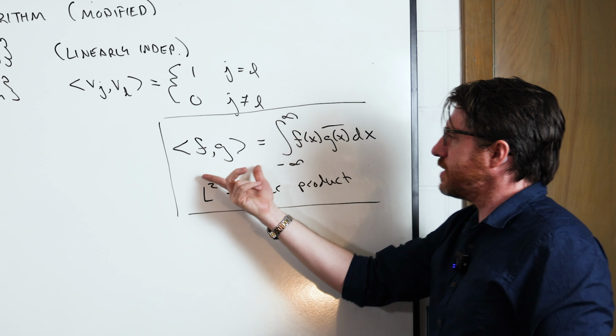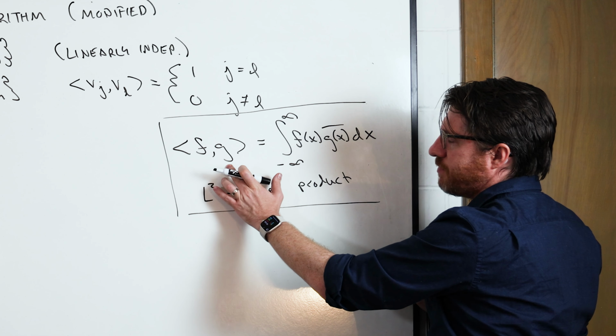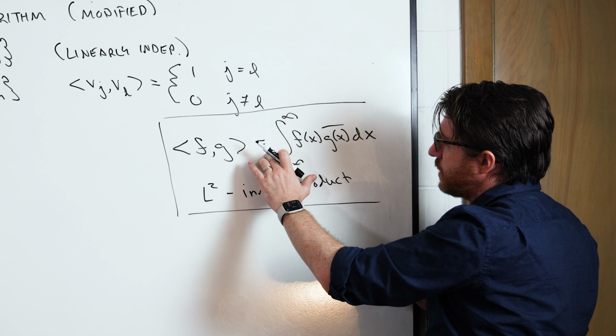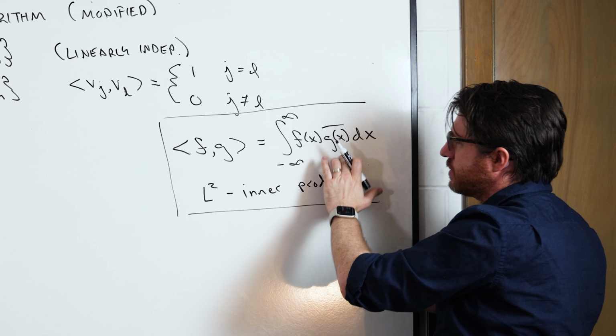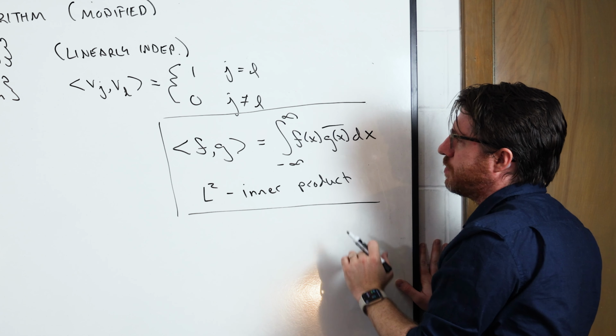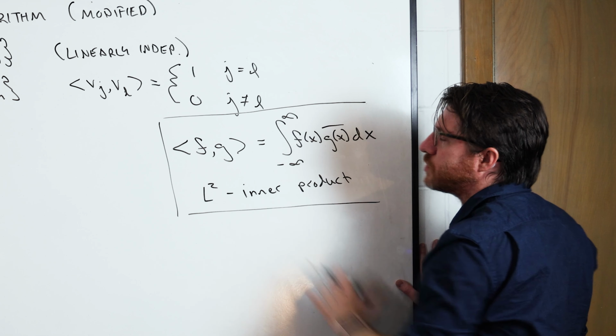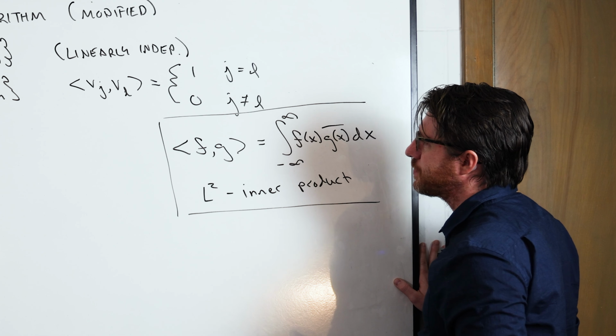What is this inner product? If you have two functions f and g on the real line, you take their product, where g is conjugated, and integrate from minus infinity to infinity. This is the L2 inner product that we were talking about.